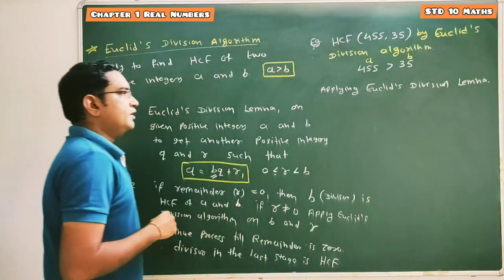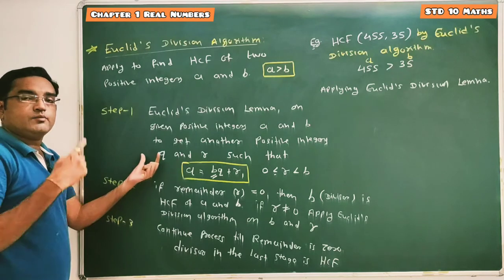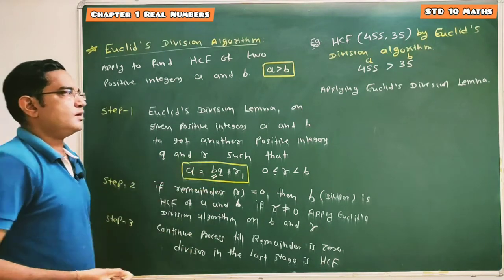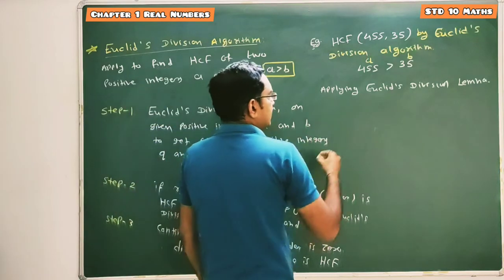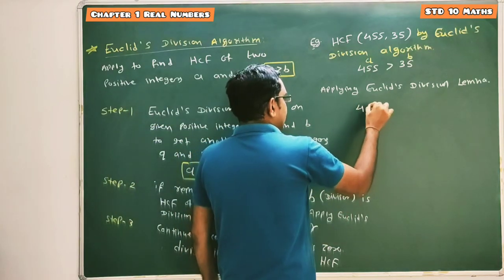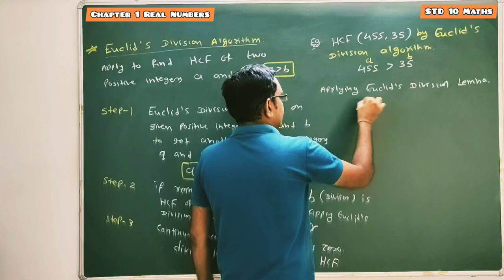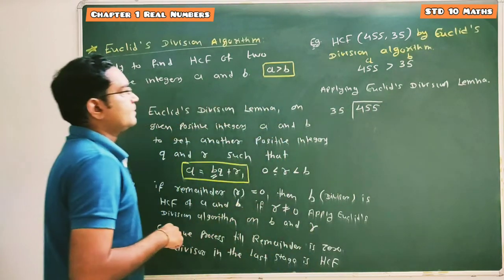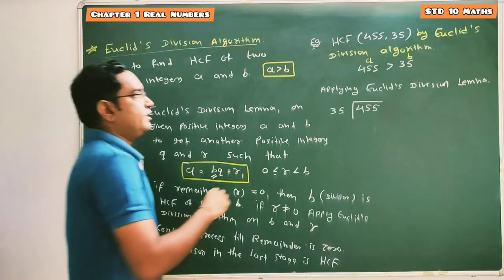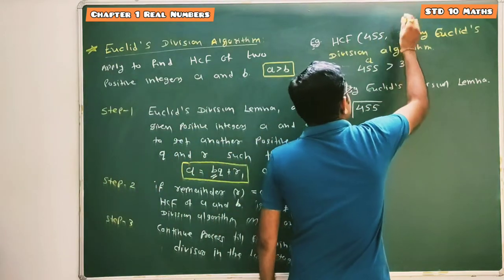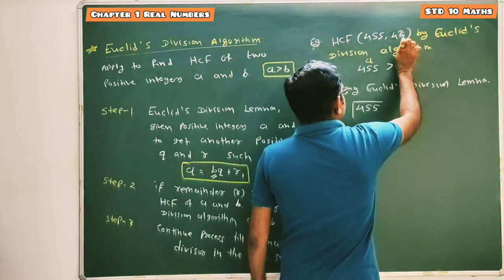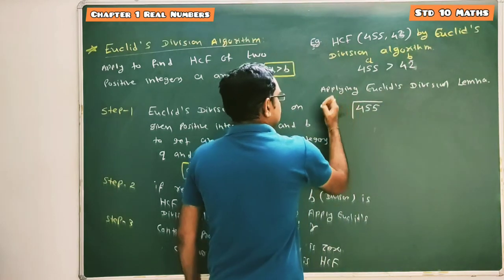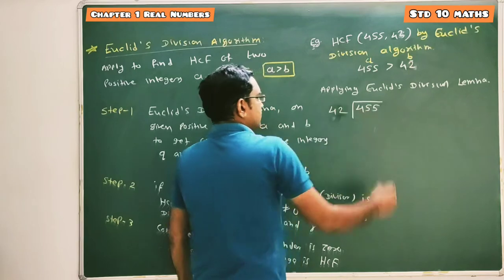So applying Euclid's division lemma, we get other positive integers q and r such that a is equal to bq plus r. For this Euclid's division lemma, we have to apply the long division process. 455 divided by 35, sorry, 455 and 42 it was, and our answer was 35. So let me check.